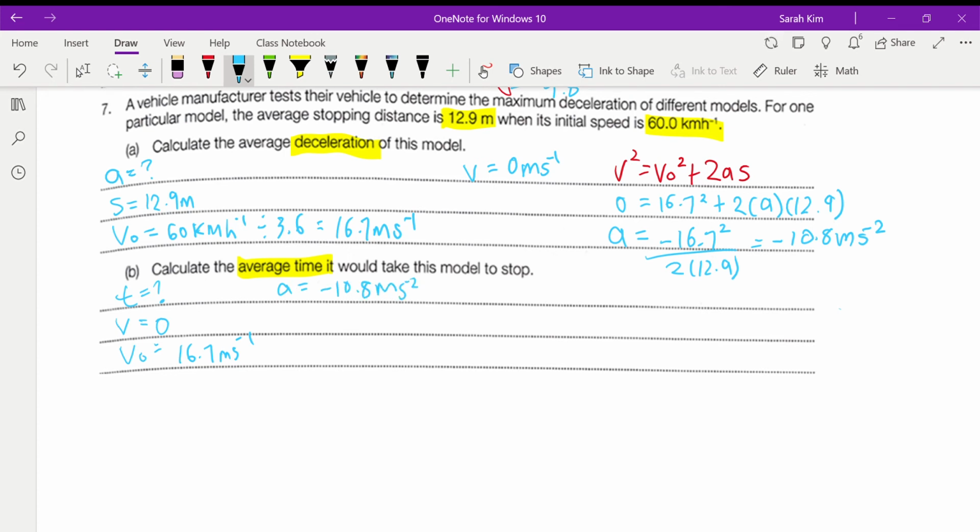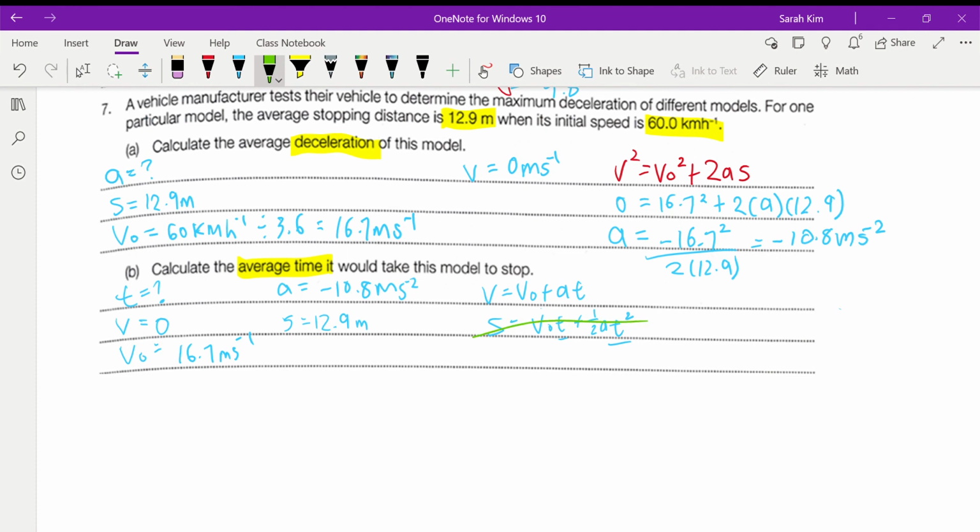So it doesn't really matter which equation I use as long as it has a T. So that's what I'm trying to find. What am I missing? S is 12.9. Okay, so the easiest is probably going to be V equals V naught plus AT, as that just has one T, whereas S equals V naught T plus half AT squared has two values of T, so it's just a little bit confusing and annoying to find, so I'm not going to use that one.